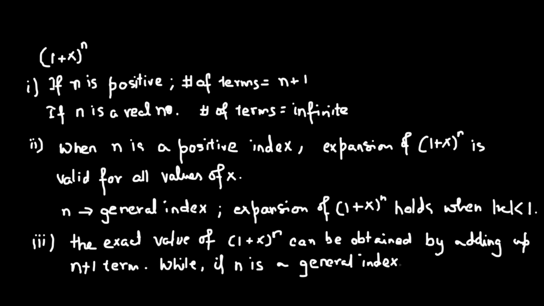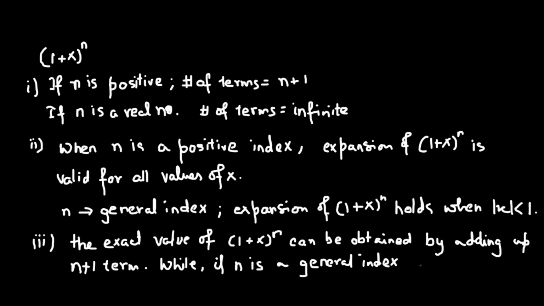Now this comes from the conclusion number 1. We have seen that if n is a general index, that's a real number, then the number of terms are going to be infinite. So we cannot add an infinite number of terms. However, what we can do is take some finite number of terms, add them, and that is going to give a somewhat approximate value. It's never going to be an exact value, but it will be closer to the exact value.